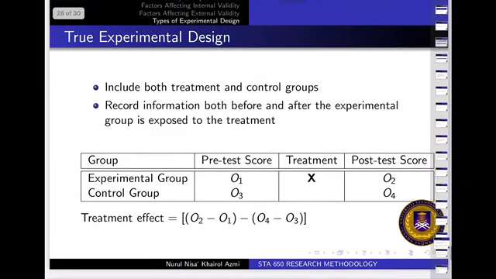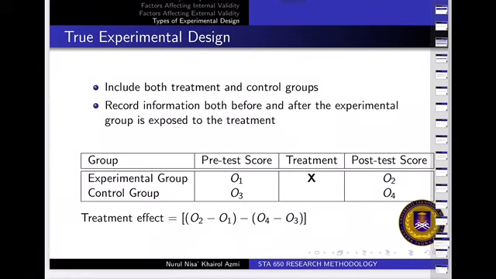So the second type of experimental design is a true experimental design. True experimental design includes both treatment and control group. So dia ada pre-test dengan post-test. So we record the information before and after the experimental group is exposed to the treatment. So untuk eksperimen we have the pre-test and the post-test. For control group also we have the pre-test and the post-test.